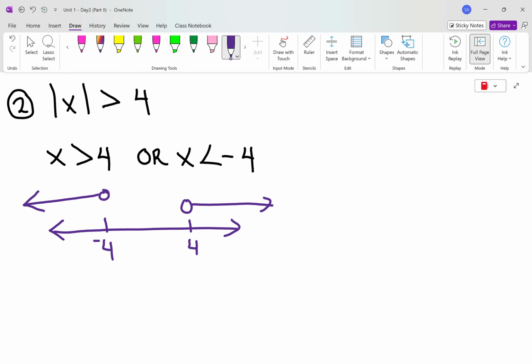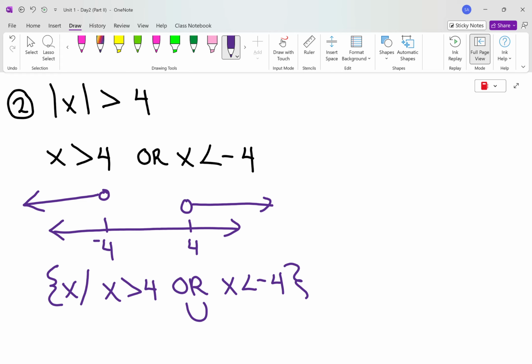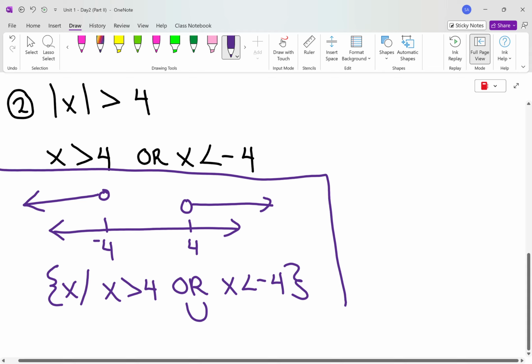So if we were to write this in our solution set, it would be X such that X is greater than 4, and you'd have to write the word or. If you wanted to use that union symbol, you can instead of writing the word or. X is less than -4. So that would be our solution and the graph of our solution.